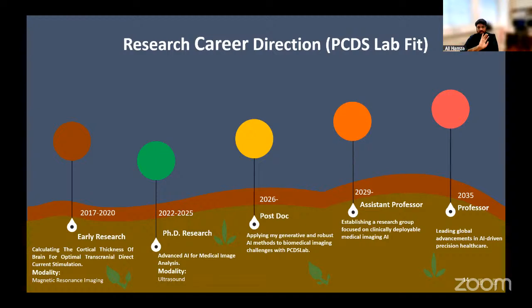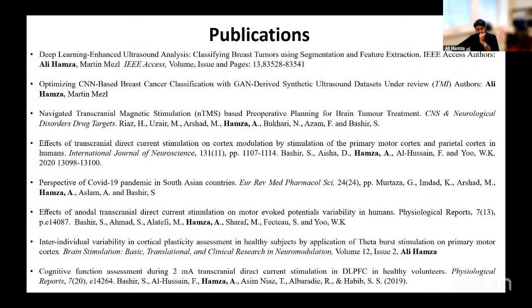If all things are smooth, and I'm optimistic, in 2029 I can maybe build my lab as an assistant professor, and then in 2035, after that, the professorship. So this is my very optimistic research career direction. After this lab, these are my publications. Three of them are first author. One is under review, one is the poster presentation, and one is published. And others are as secondary author.